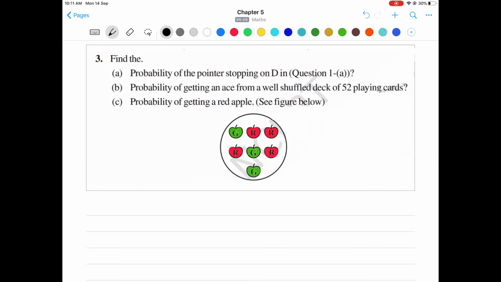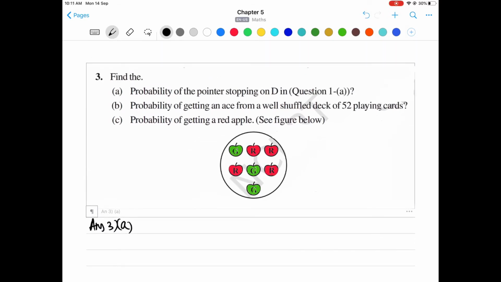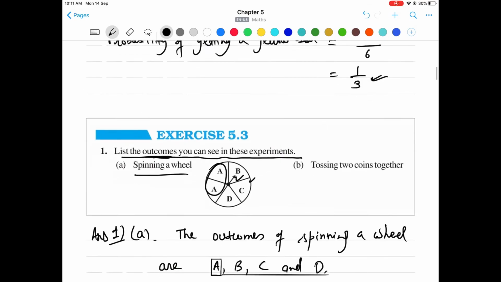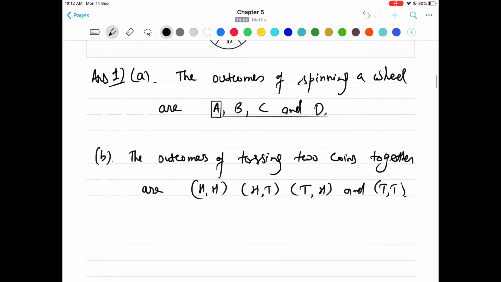Okay, next is the example question number 3. It says find the, we have 3 portions here. First one is the probability of the pointer stopping on D in question number 1A. Let's write the answer, which is answer number 3, part A. You are asked the probability of the pointer stopping on D in question number 1A. So first move to question number 1A. We have spinning a wheel. The outcomes here are A, B, C and D, but the total number of outcomes here are 5.